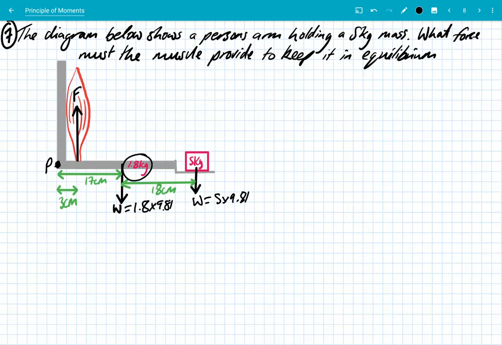Okay, so we know where our pivot is. We've got all of our distances labeled, and we've got all of our forces as forces, and we're not going to use masses. So now we need to consider which are going to be clockwise and which are going to be anti-clockwise moments. Well, the weight of the arm is going to be clockwise. The weight of the mass in the hand is going to create a clockwise moment, and the muscle is acting in the opposite direction, and that's going to provide the anti-clockwise moment.